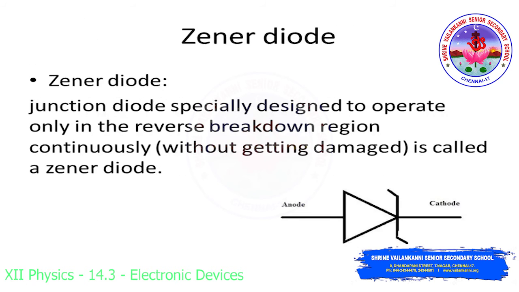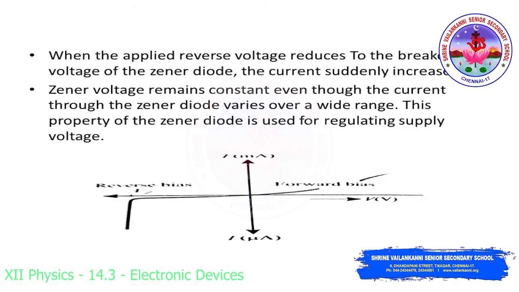Now, what is a Zener diode? This is the circuit symbol for the Zener diode. It is a junction diode specially designed to operate only in the reverse breakdown region, continuously, without getting any damage. That we call a Zener diode. The IV characteristics of the Zener diode we can see through the graph.